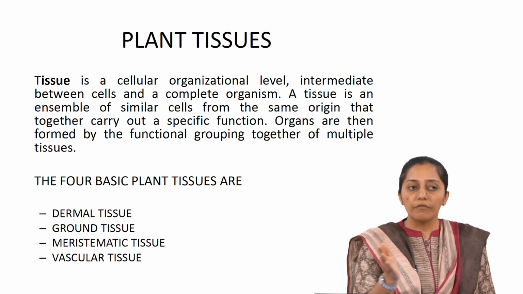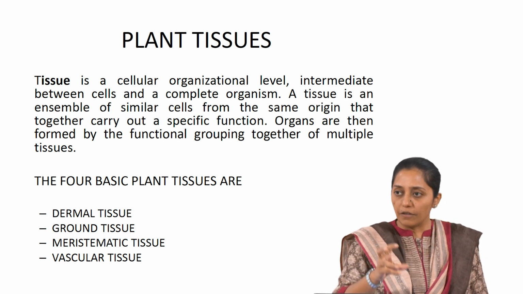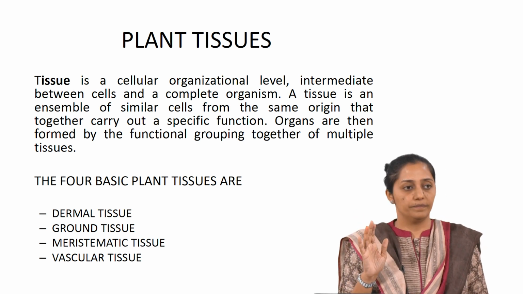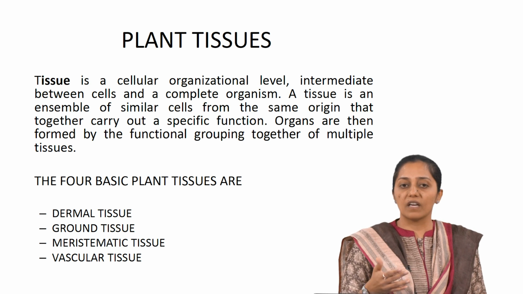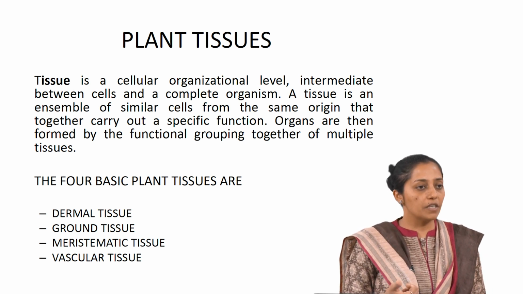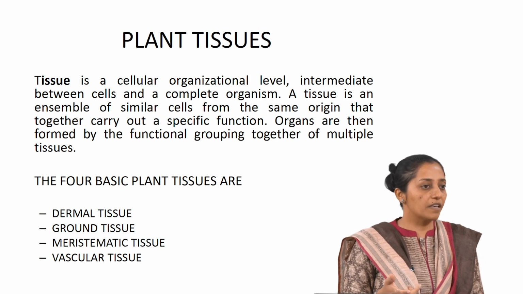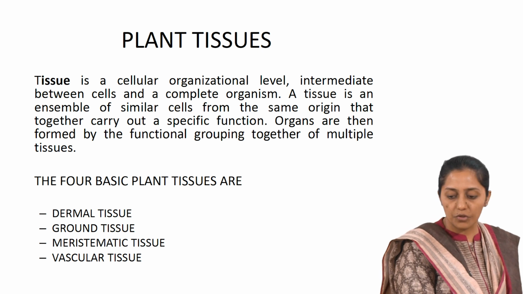When a number of tissues carrying out different functions come together in a functional manner, then they become an organ. So in plants there are different kinds of tissues. What are the different kinds of tissues? Dermal tissue, then ground tissue, then meristematic tissue and vascular tissue. So now let us talk about all these tissues.